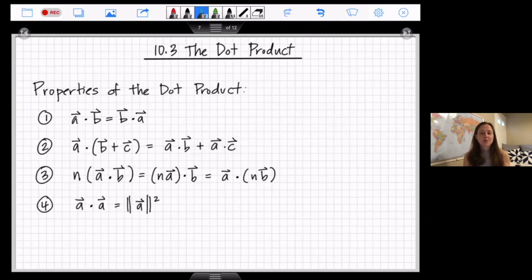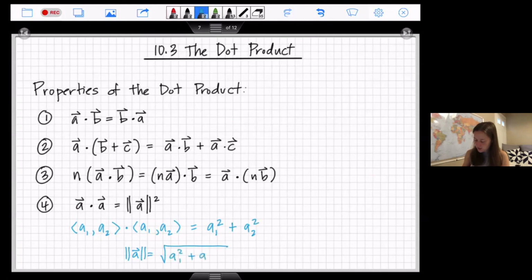Our last property is a particularly useful one, and that is if you dot a vector with itself, that's the same thing as finding the magnitude of that vector squared. Okay, and that looks a little bit odd, but let's think about why this would be true. So if you have a vector a1, a2, and you dot it with itself, a1, a2, you're going to get a1 times a1, which is a1 squared, plus a2 times a2, which is a2 squared, right? And that's exactly the innards of the magnitude formula, right? Magnitude of A is just the square root of that stuff right up above, right? A1 squared plus A2 squared.